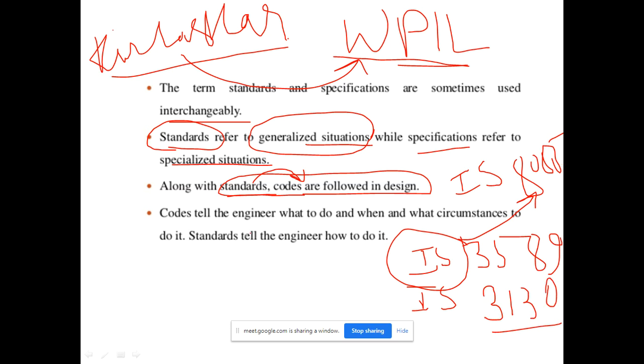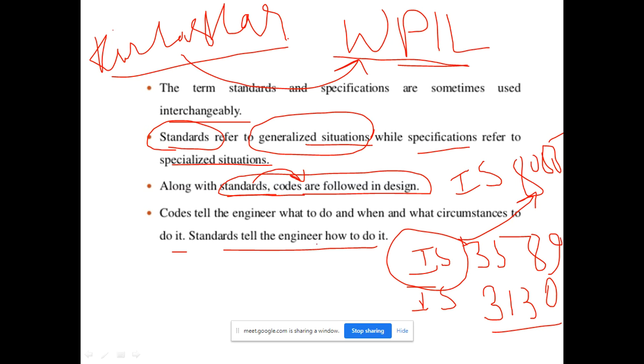Codes tell the engineer what to do, and when and in what circumstances to do it. Standards tell the engineer how to do it. So that is also an important thing: the code will basically tell you how to go for it, how you can design, how you can manufacture and at what time you can manufacture, the actual design sequentially. So this step by step sequence, what to do or in what circumstances we can do it, these things are actually told by the code, whereas the standard tells you how you can do it.